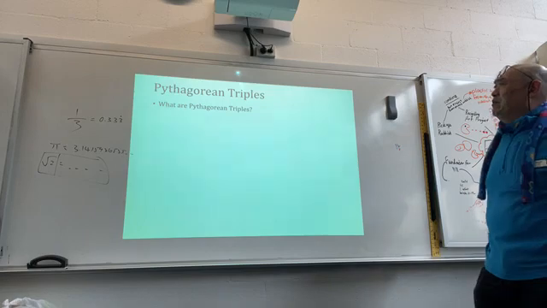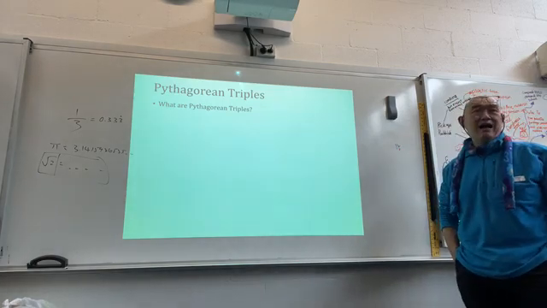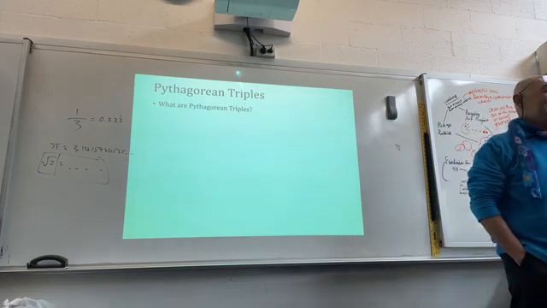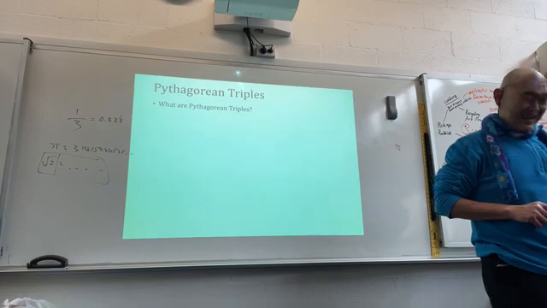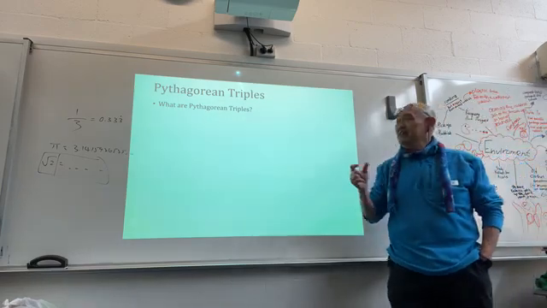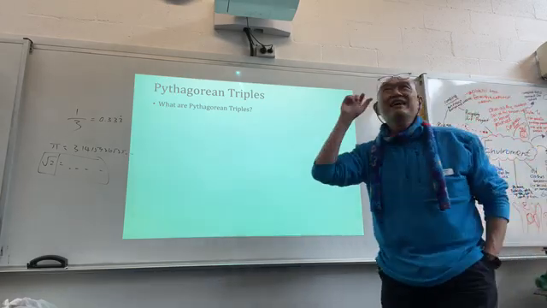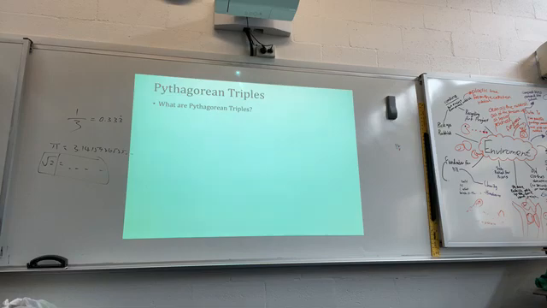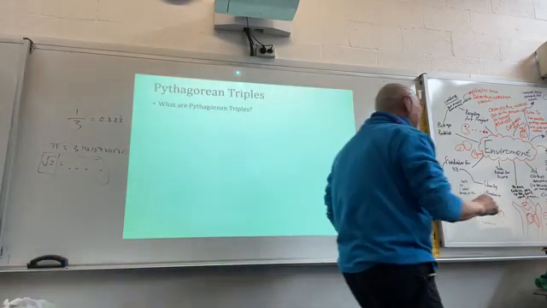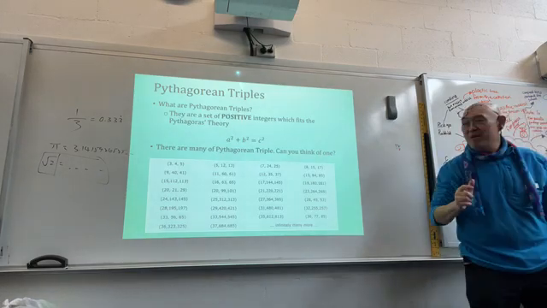Now, can you remember what Pythagorean triples are? Yeah, I think that was like 3, 5, and another number. Yep, thank you. So what Eleanor said is, you've got 3 integers, A squared plus B squared equals C squared. Alright? There are lots of Pythagorean triples and sometimes it actually helps to remember some of that.